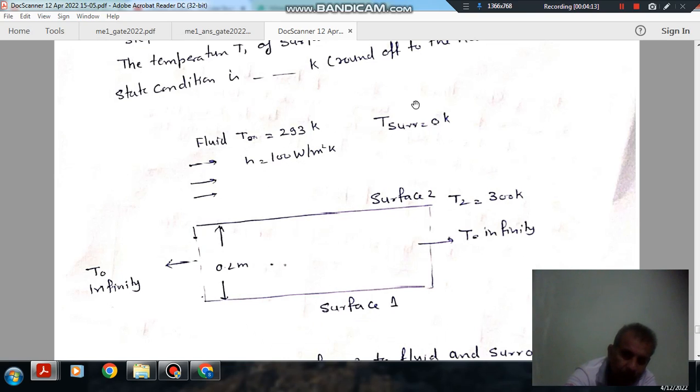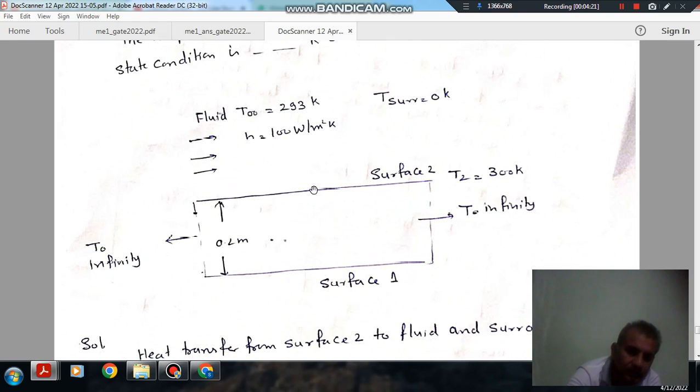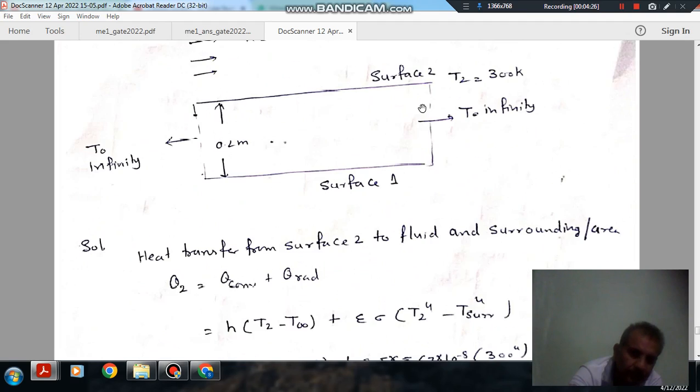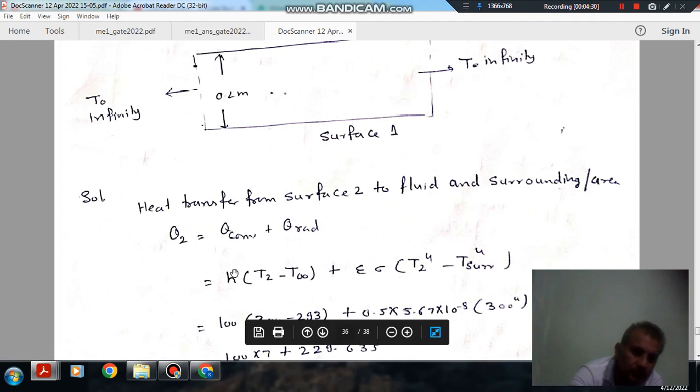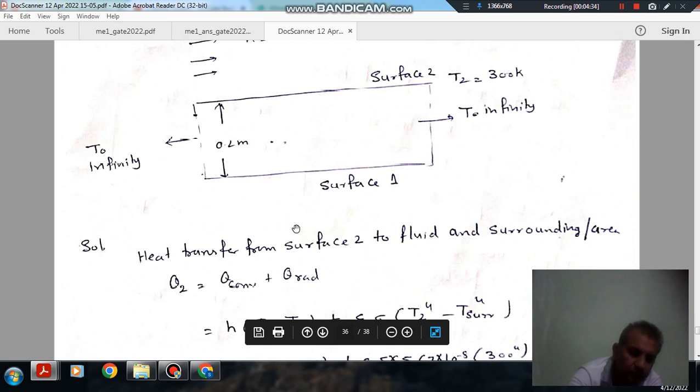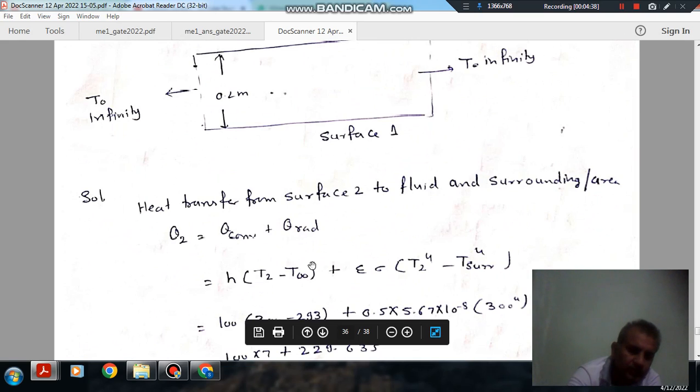And this is the surrounding temperature, and with this the radiation heat transfer is taking place with respect to surface 2. Now the heat transfer takes place from the surface to this fluid and to this surrounding. So the total heat transfer is Q convection plus Q radiation. That is per unit area, because this is infinite, so we are taking unit area. So this will be H (T2 minus T infinity).